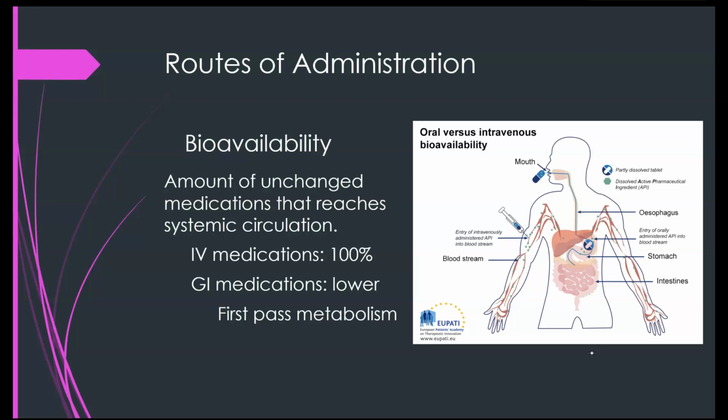Other medications, anything that's quote unquote enteric coated, right? It's covered so it makes it through the stomach and is absorbed in the intestines. It doesn't go through as significant of a first pass metabolism as something that's absorbed in the stomach, just based on where the portal vein is.